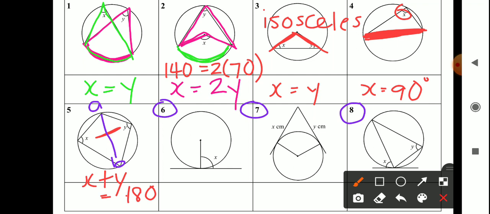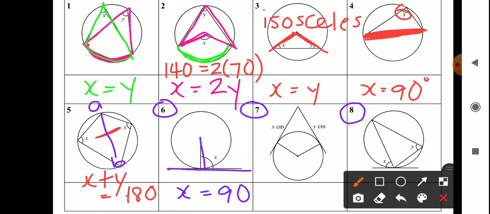Number 6, number 7, number 8, I taught you this. The first property, number 6, says if you have a tangent, remember tangent. Properties 1 to 5 have no tangent. Properties 5, 6, 7, 8 have tangents. So if you see a tangent and radius, the tangent and radius will form 90 degrees.